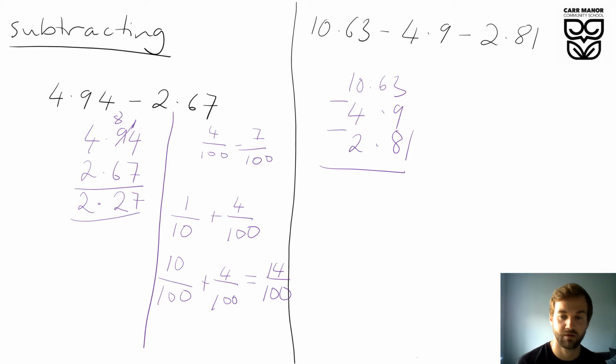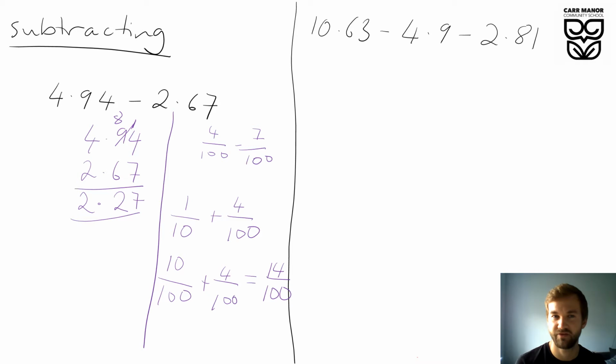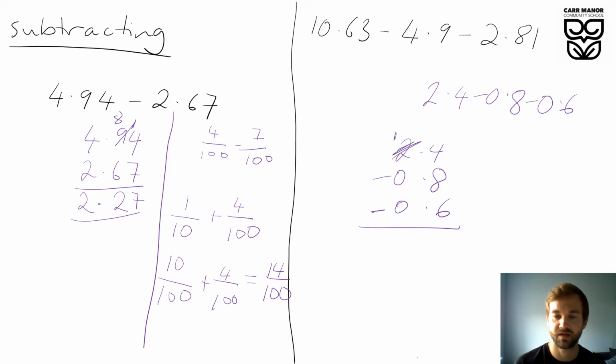Let me just rub it all out. I will show you why it gets a little bit messy. So, for example, if I had an easier one, let's go for 2.4 take away 0.8 take away 0.6. Okay, 4 take away 8 we can't do, so we borrow it from here and put it there.